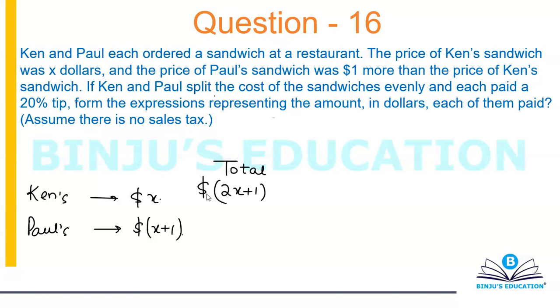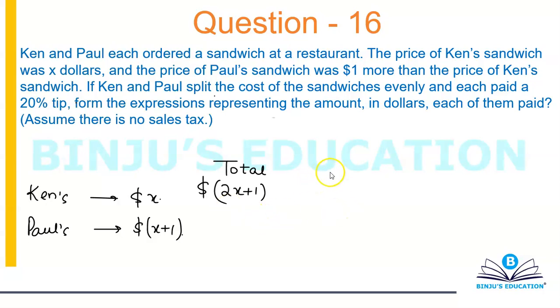Now each of them paid a 20% tip. So what I need to do is find 20% of 2X plus 1. The point is, either you first split, dividing 2X plus 1 by half, and then calculate 20% for each one of them, or you calculate 20% for the total quantity and then split it into two parts. It's one and the same thing. It won't matter.